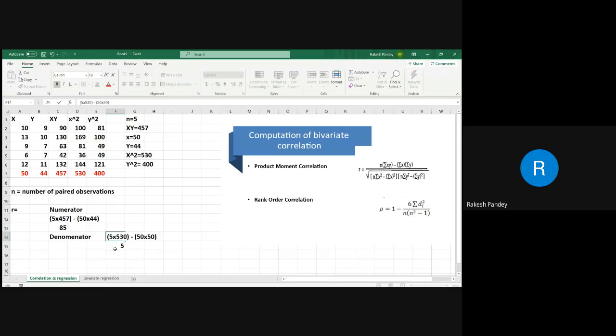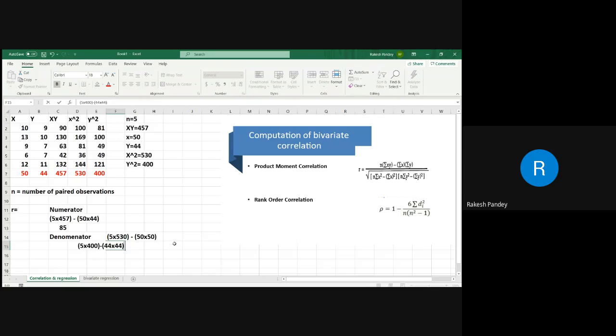And the second term is 5, look here, n summation y square. So the y square sum is this. So 5 into 400, and put the bracket, and then minus summation y whole square, and summation y is 44, so 44 into 44. Now let us do the computation.